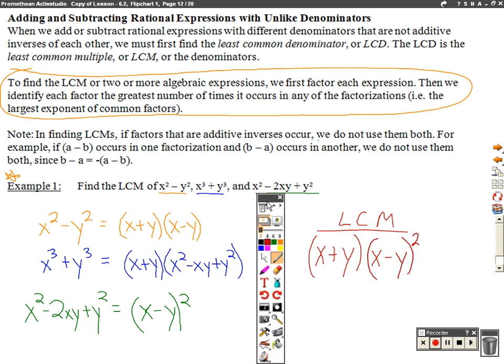And then finally, the only other factor that I see is this trinomial x squared minus xy plus y squared, and I only see it once. That's the greatest number of times that I see it, so that will be part of my LCM. So what I would do in an actual problem is try to make all of my denominators be this common denominator. And we will move on to how to do that next.